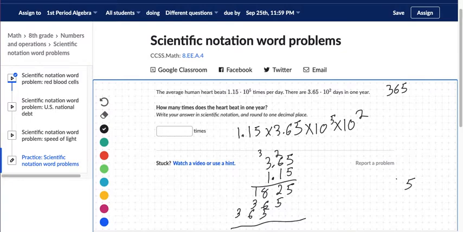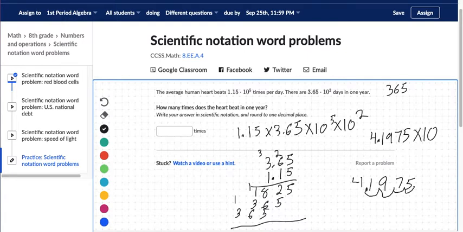And we have 5. 5 plus 2 is 7. 8 plus 6 plus 5 is 19. 3 plus 2 is 5, plus 6. 5 plus 6 is 11. And 4. So 41975. I have 4 decimal places, so I'm going to move 1, 2, 3, 4. And our heartbeats are 4.1975 times 10 to what?